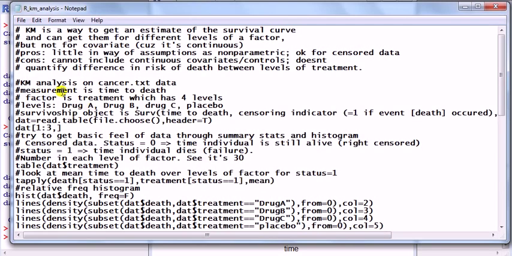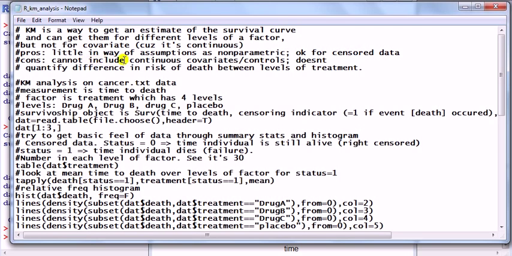Alright, finally, what else can we note? Let's look at the pros and cons of this procedure, because it is one of the most popular methods used for estimating survival curves. Pros: little assumption, because it is a non-parametric method. Non-parametric meaning that we place no conditions; we do not assume anything about the distribution of the survival time. I.e., we don't make statements like, we assume that the time is exponentially distributed or follows a Weibull distribution or some such thing. And another pro is that it's okay for censored data.